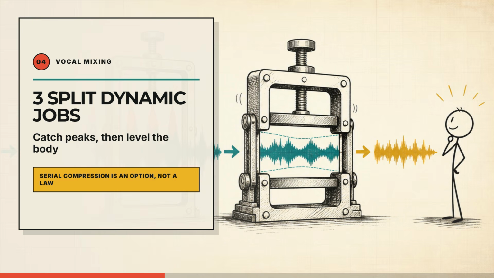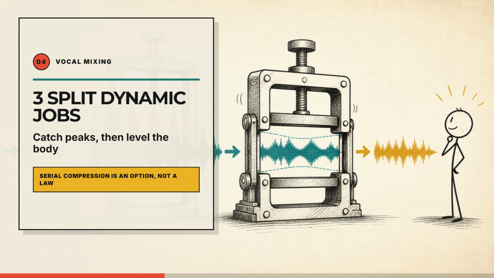And remember the alternatives. Clip gain can reduce one oversized word before the chain. Volume automation can carry a phrase after the chain. A naturally controlled performance may need one compressor or almost none. 2 compressors are useful because they can divide labor, not because the number 2 carries a special sound.